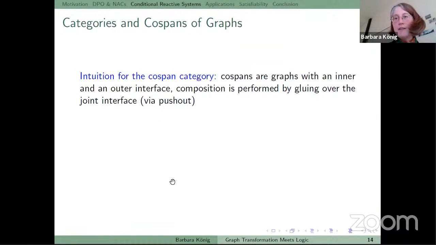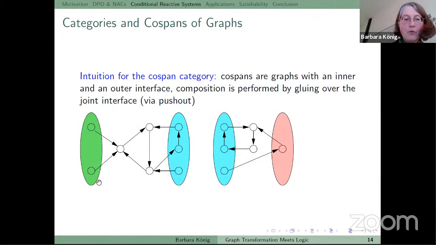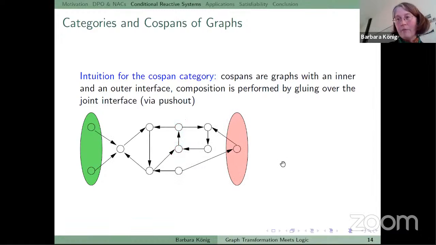So what is the intuition for these cospans? I already said you think of them as graphs, or maybe not just graphs, could also be other things, with an inner and an outer interface, and composition is performed by gluing over this joint interface. So you have two cospans. The first one goes from this green interface into the blue interface, and the other one goes from the blue interface into the red interface. Now, if you want to compose these two cospans, what do you do? You take the outer interface of the first and the inner interface of the second. They're equal, so you just identify them, and you take a pushout, and this gives you this graph, and you forget about the middle interface, and then you've done the composition of the cospans. So you just glue over the common interface. Completely straightforward.